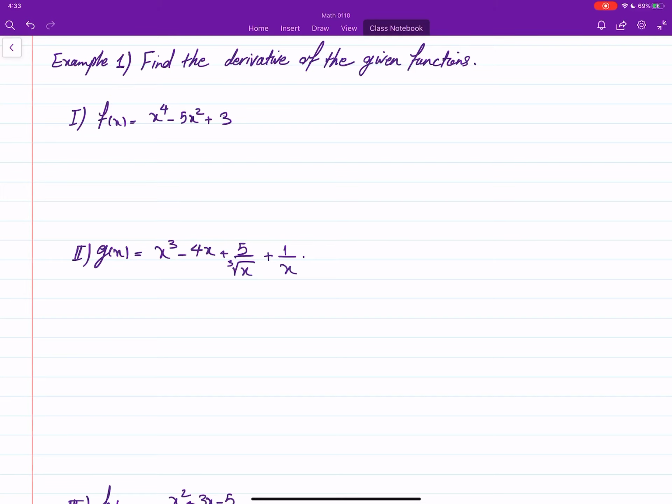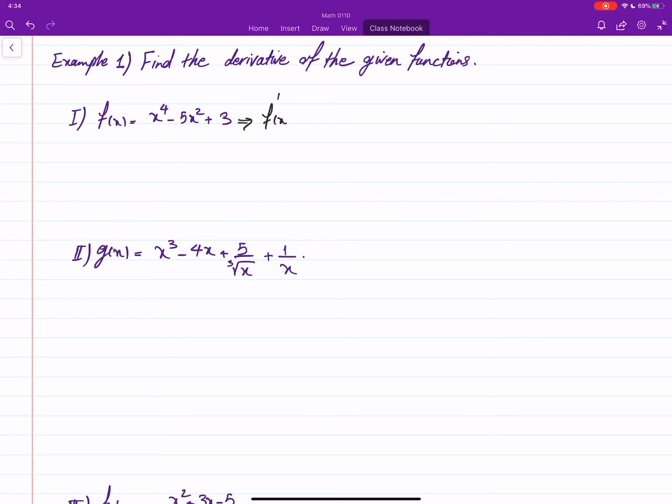Hi, in this video we will do some examples for the rules of differentiation, in particular the sum, difference, power, constant multiple, and the constant rule. Let's see what we have here. First example, we are supposed to find the derivative, so let us start.